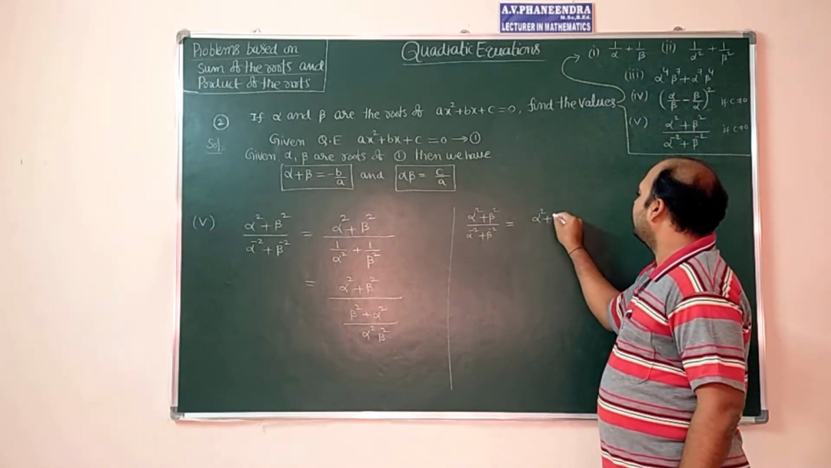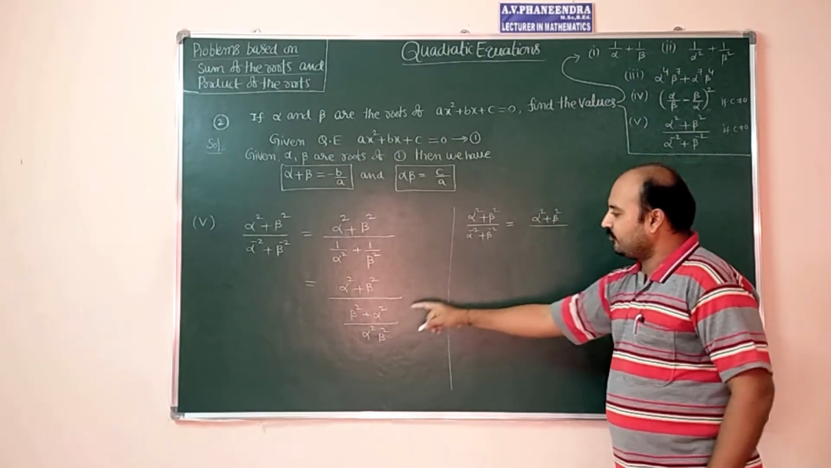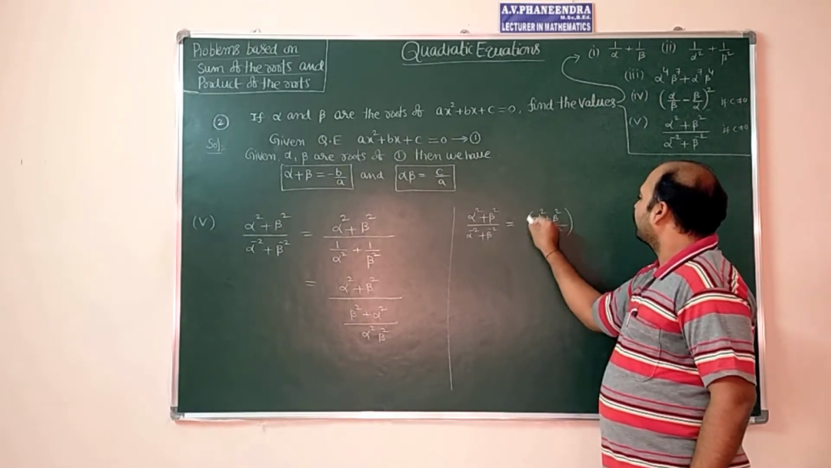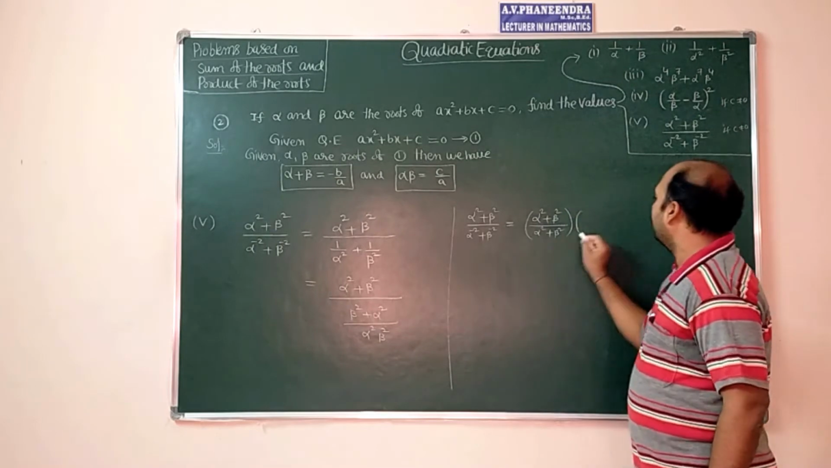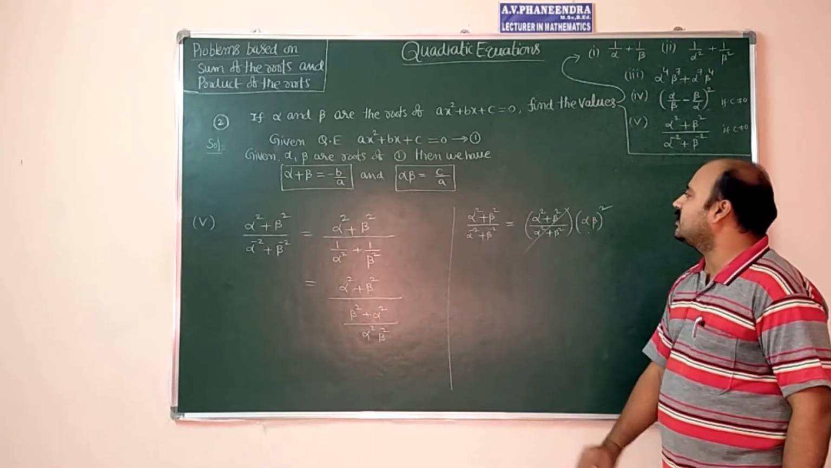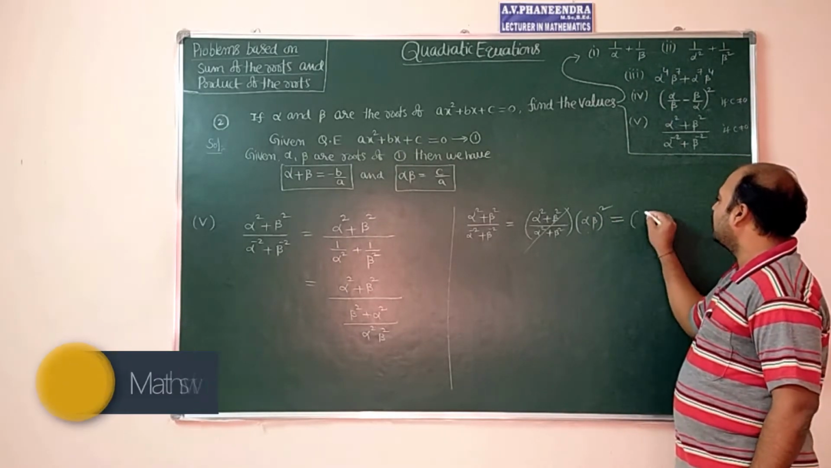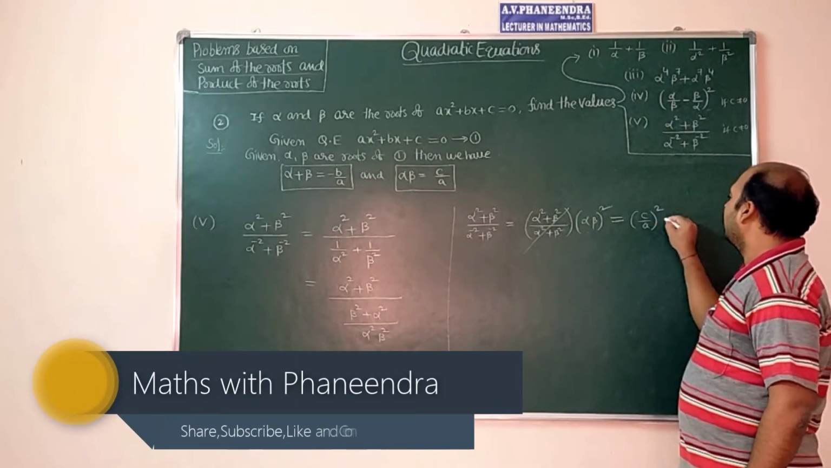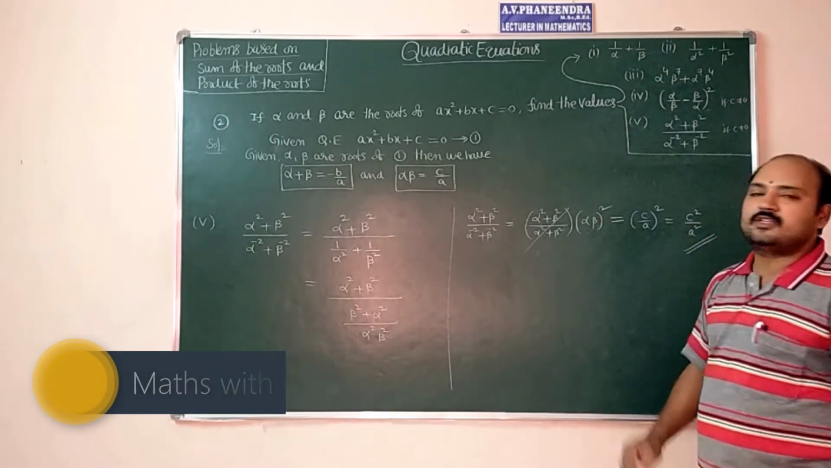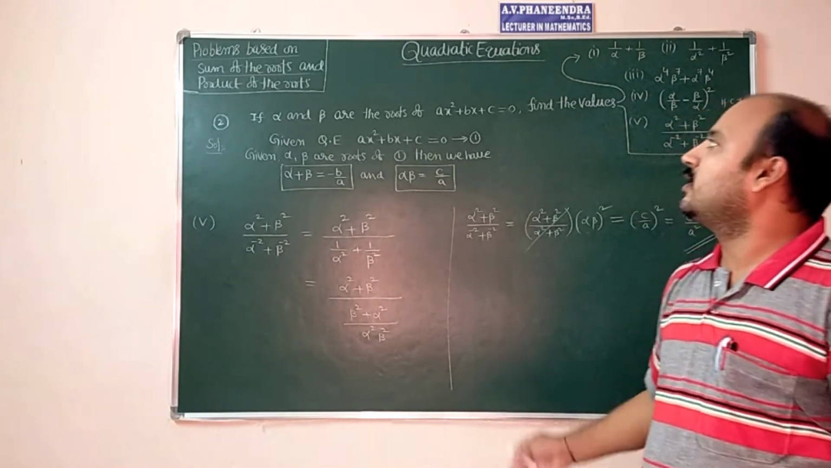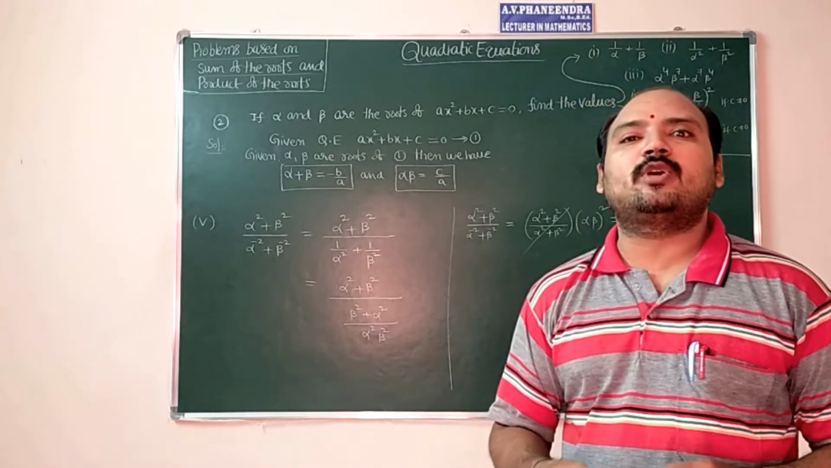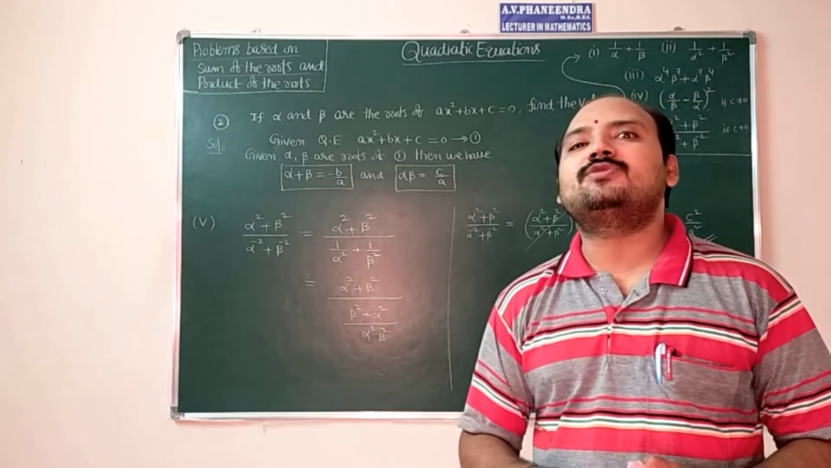alpha square plus beta square divided by beta square plus alpha square, means alpha square plus beta square into denominator to numerator. We can write alpha square beta square as alpha beta whole square. We have to cancel these two, and alpha beta is c by a whole square, which is equal to c square by a square. Like this, we have to do the problems based on sum and product of the roots of the quadratic equation ax square plus bx plus c equal to 0.